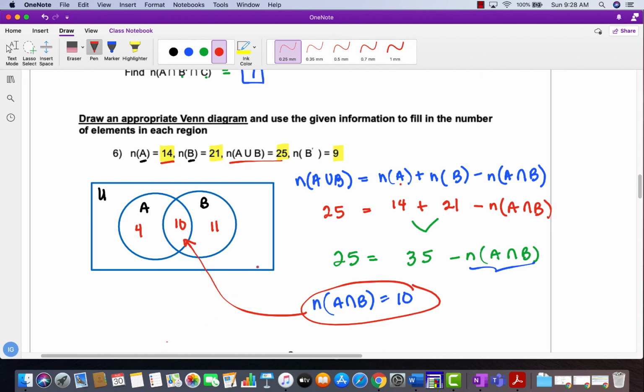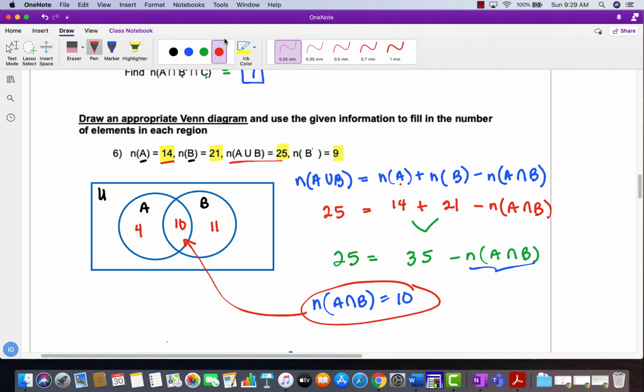Now, how do I know what number goes outside? That's the question. So how many elements do I have in here? So I'm going to let you think about this, pause the video, and see if you can come up with an answer or an explanation.